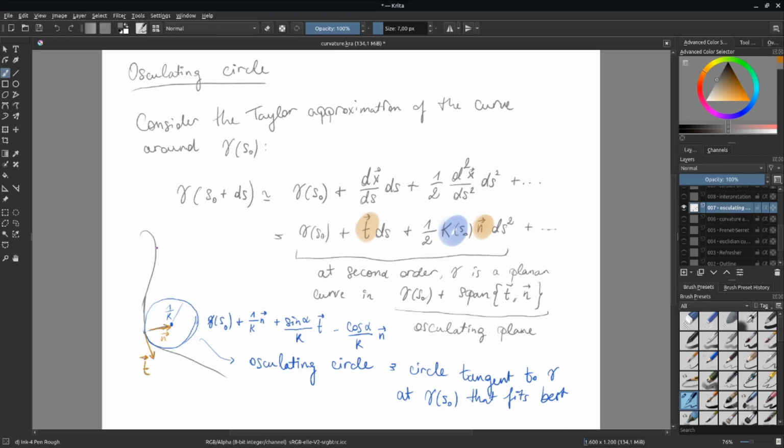another thing I can do is look at a circle. Let's say I want a circle that's tangent to the curve at my point gamma of s0, and it's, in some sense, the best circle, the circle that approximates the curve best. It turns out that that circle is simply given by this equation. It's the circle with center: I take my point, and I add the normal vector divided by k, and the radius of that circle is going to be 1 over k. So the radius of the circle that fits my curve best is 1 over the curvature.